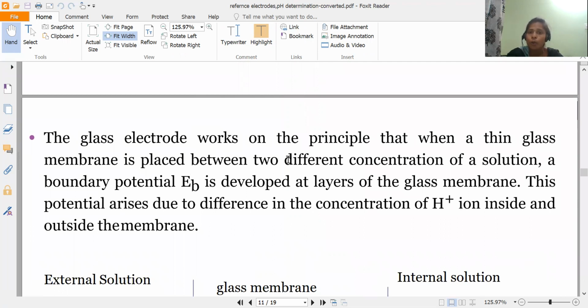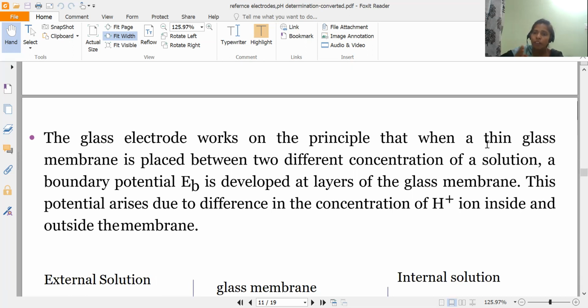The glass electrode works on the principle that when a thin glass membrane is placed between two different concentrations of a solution, a boundary potential is developed. Again, I'm reading here. A glass electrode works on the principle that when a thin glass membrane is placed between two different concentrations of a solution, when we are dipping this membrane in a solution whose pH value is to be determined, there is a difference in the concentration of the inside of the membrane solution and the outside of the membrane solution.